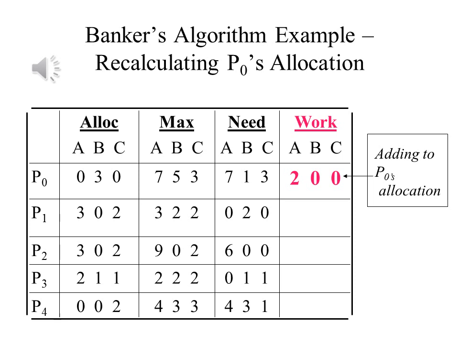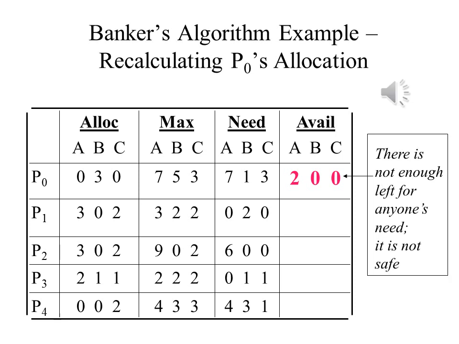Let's add the 2 B's to P0's allocation and recalculate its need and what would be available. The problem is that 2 A's and 0 B's and 0 C's leave us unable to meet any possible requests by other processes. This request won't be granted because it would place us in an unsafe state.